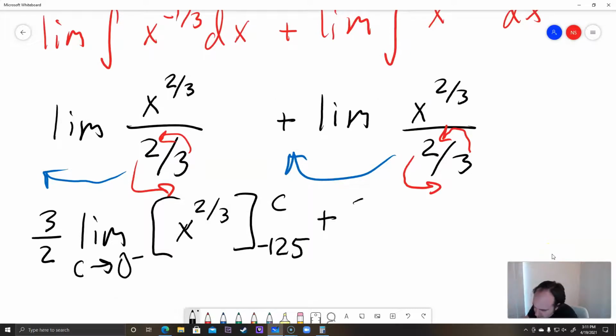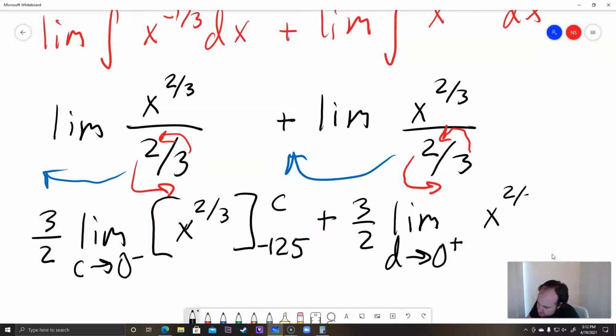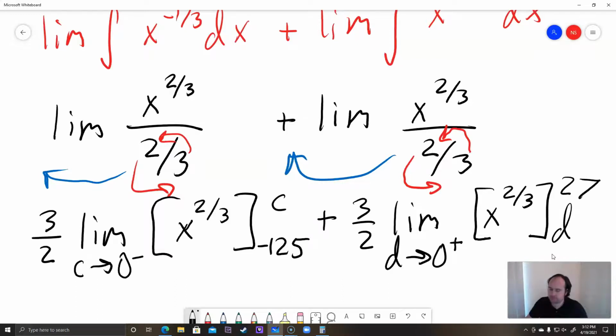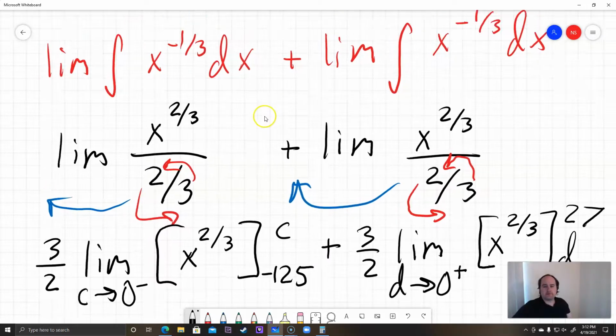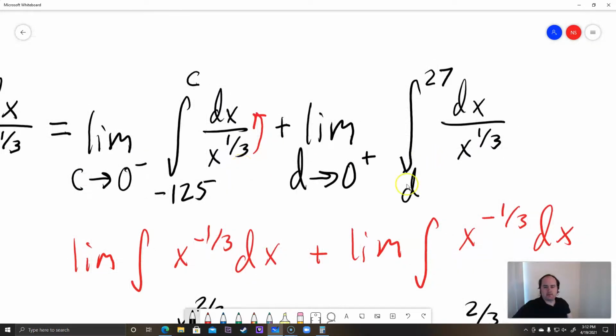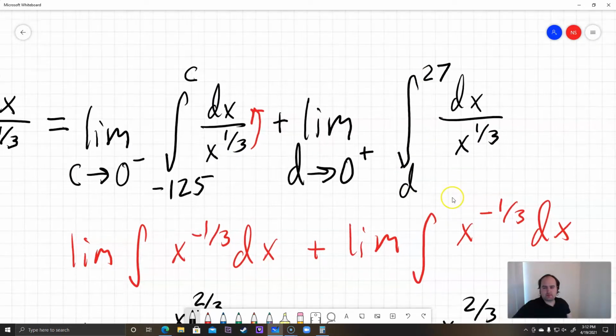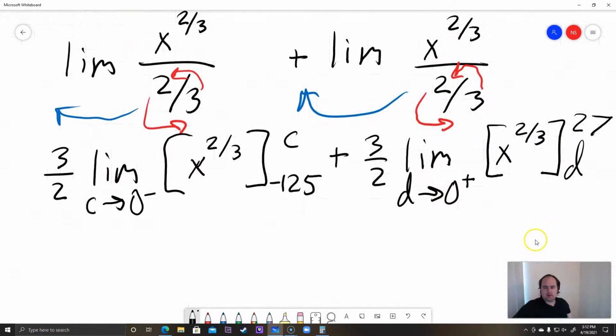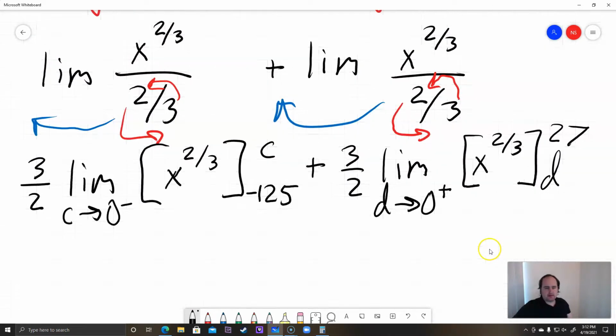So once again, we're going to have a 3/2 that we factored out front, and then we have the limit as d approaches 0 from the right of x to the 2/3 evaluated from d to 27. Okay, so we got all that written down.